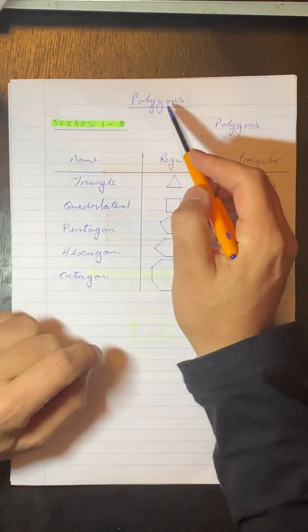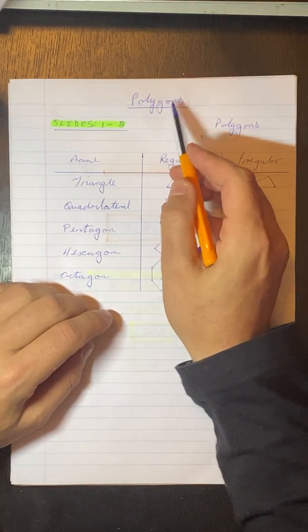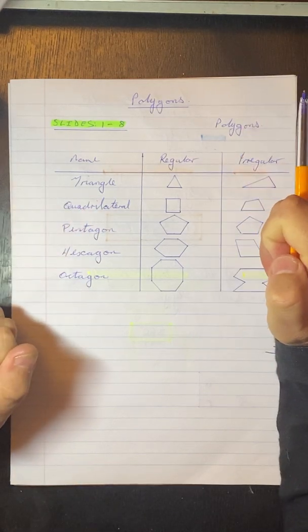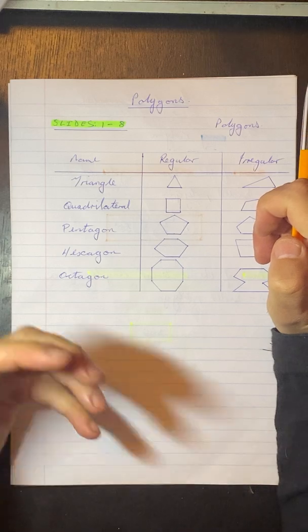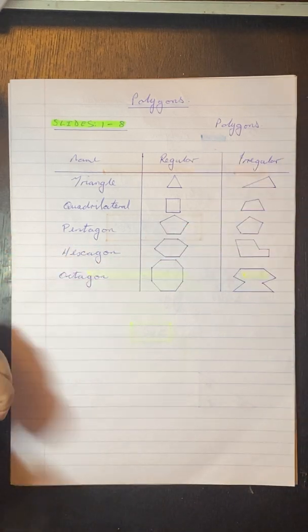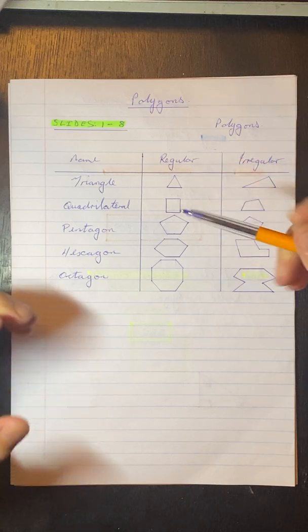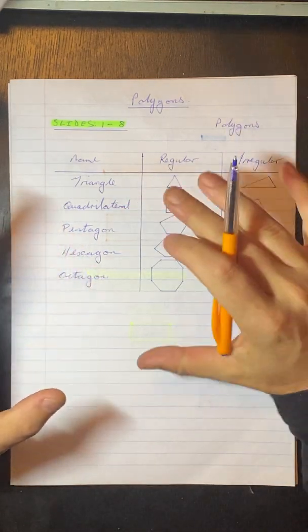Okay, so first of all, what is a polygon? Well, poly just means many and gon means shape. So it's a many-sided shape, okay? Now, what we're going to be doing is talking about regular and irregular polygons. Regular just means that it is a perfect version of that shape. Irregular means it's not perfect.